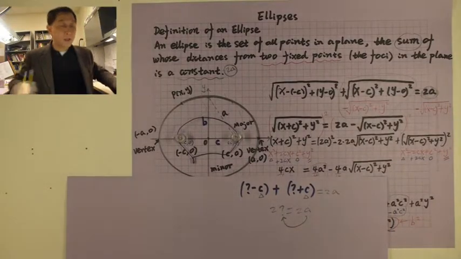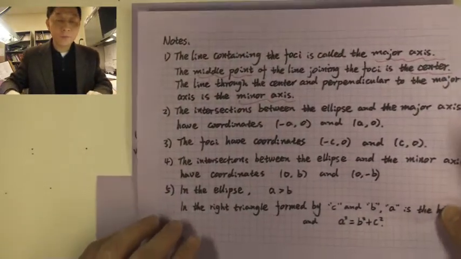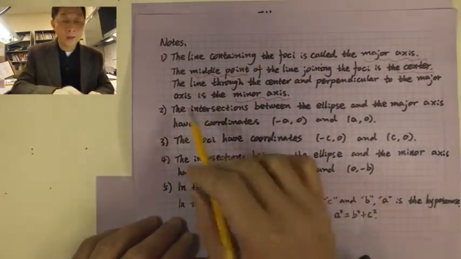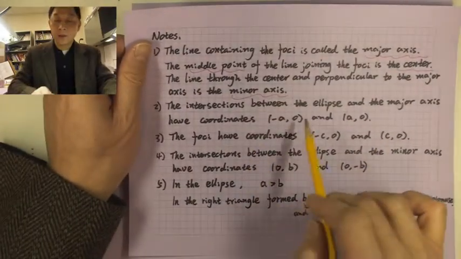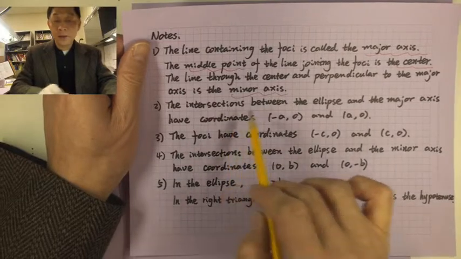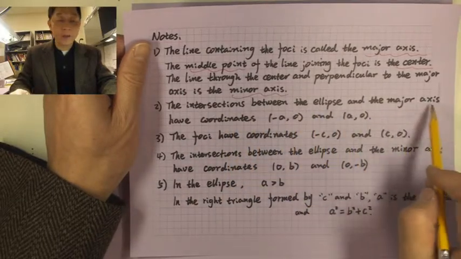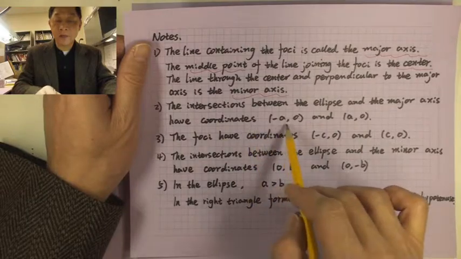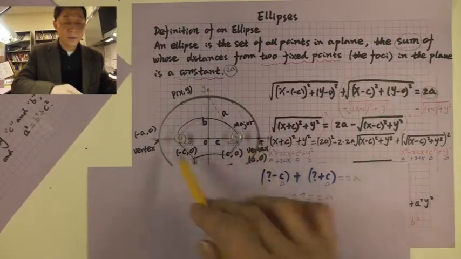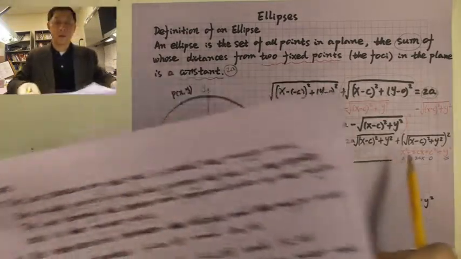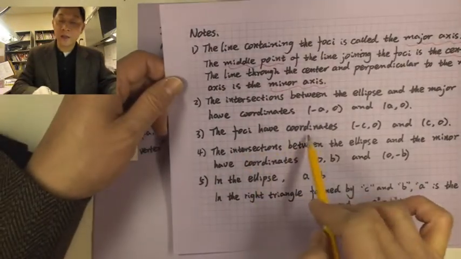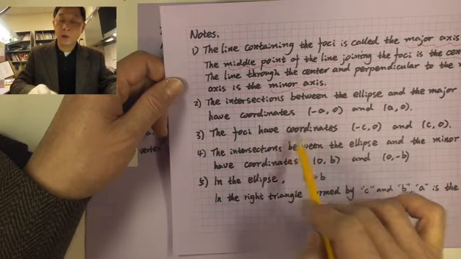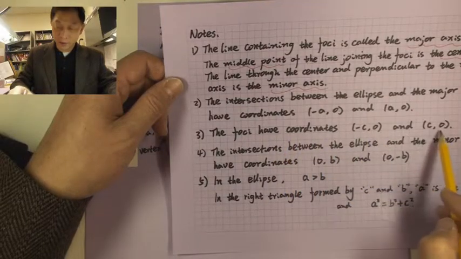Okay? So that's my note right here. The note says that the intersections between the ellipse and the major axis have coordinates negative a, 0 and a, 0. That's basically called the vertices. Okay, that's the first remark. The second one is the foci have coordinates negative c, 0 and positive c, 0.